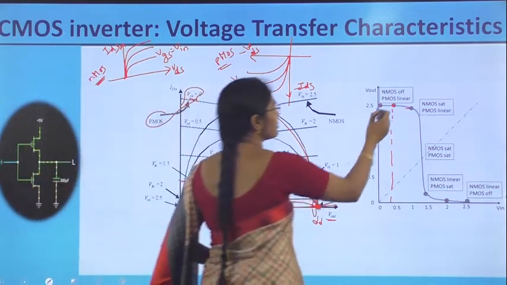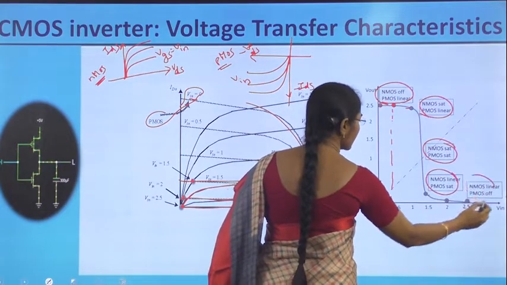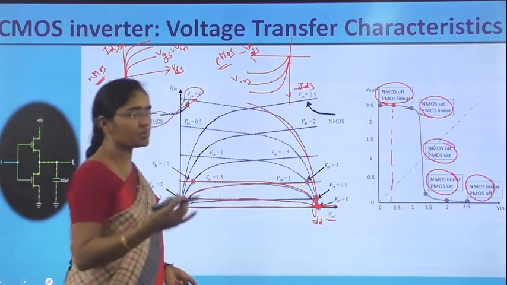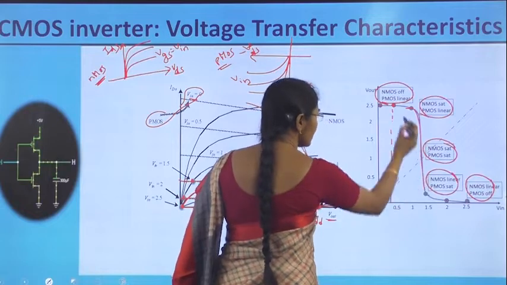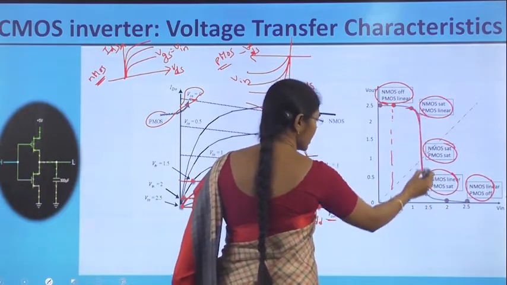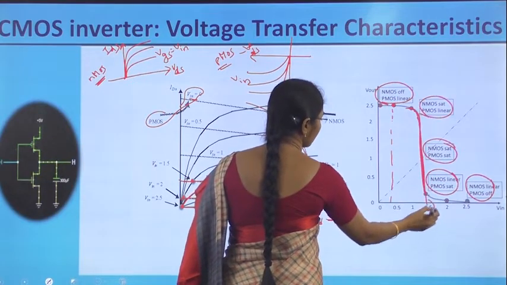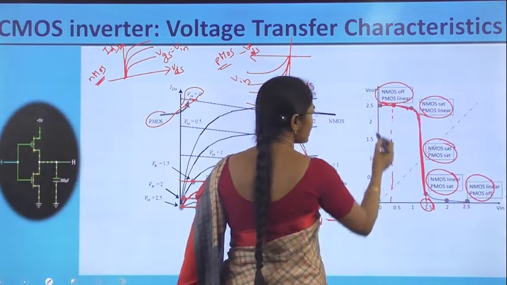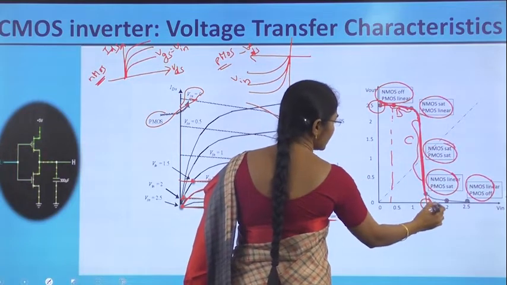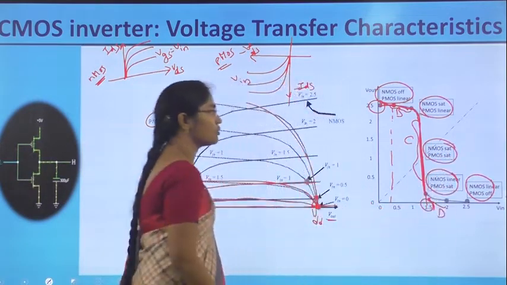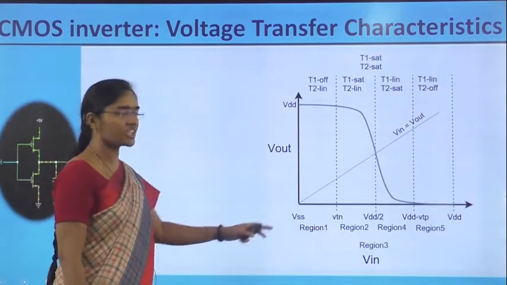In this graph, we can observe the 5 regions of operation of the CMOS inverter. The NMOS and PMOS regions are also mentioned. This is region C, which we have seen, where the output is suddenly decreasing and the output value is VDD by 2. And these are the other regions: region A, region B, region C, region D, and region E at one point. Let us see this graph like this.